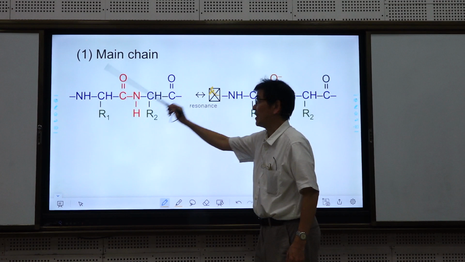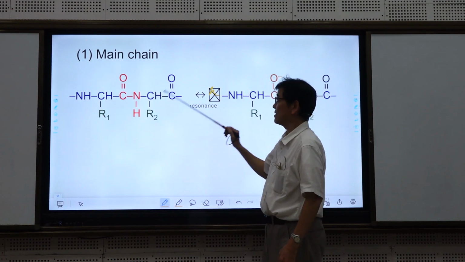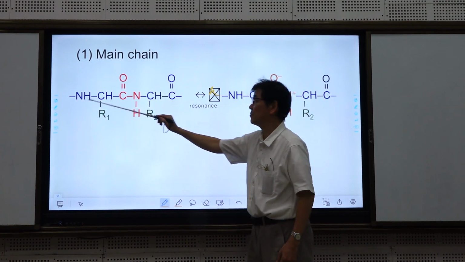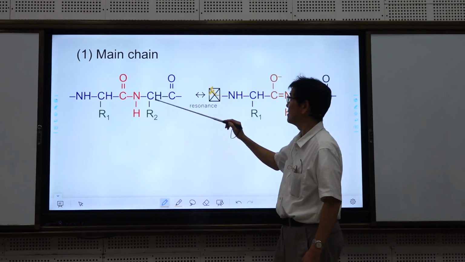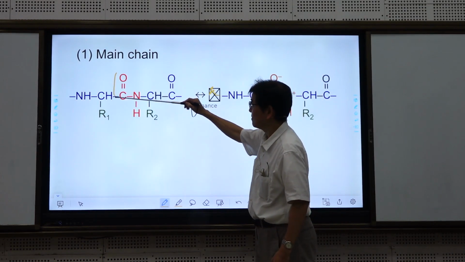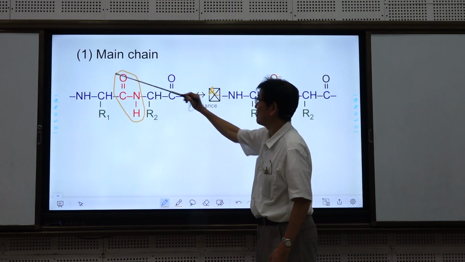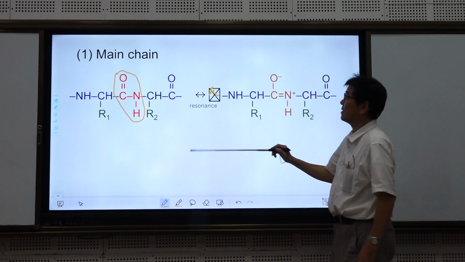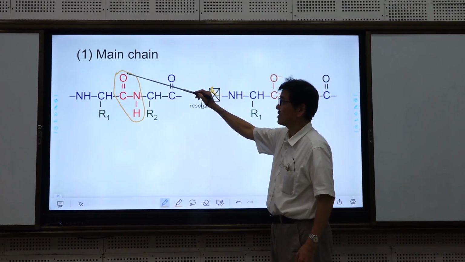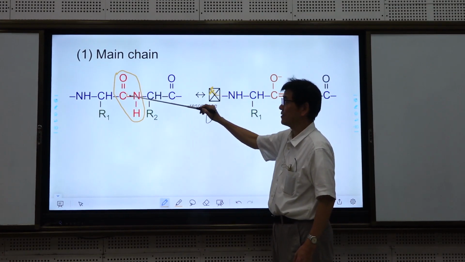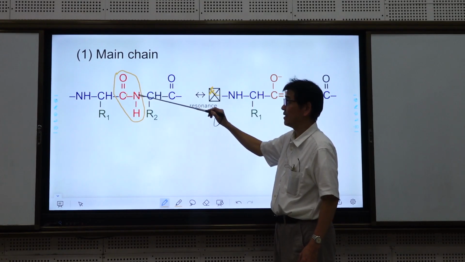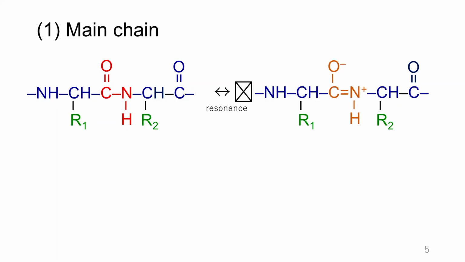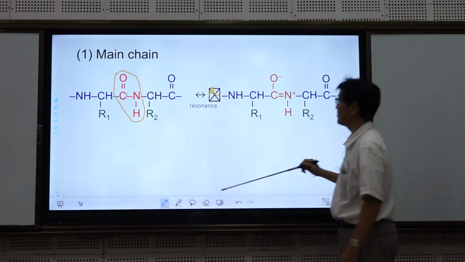This is the main chain structure. NHCO, NHCO. This is the repeating chain, and this is the main chain. And this part is the so-called peptide bond. C=O double bond, NH single bond, CN single bond. It consists of three bonds.